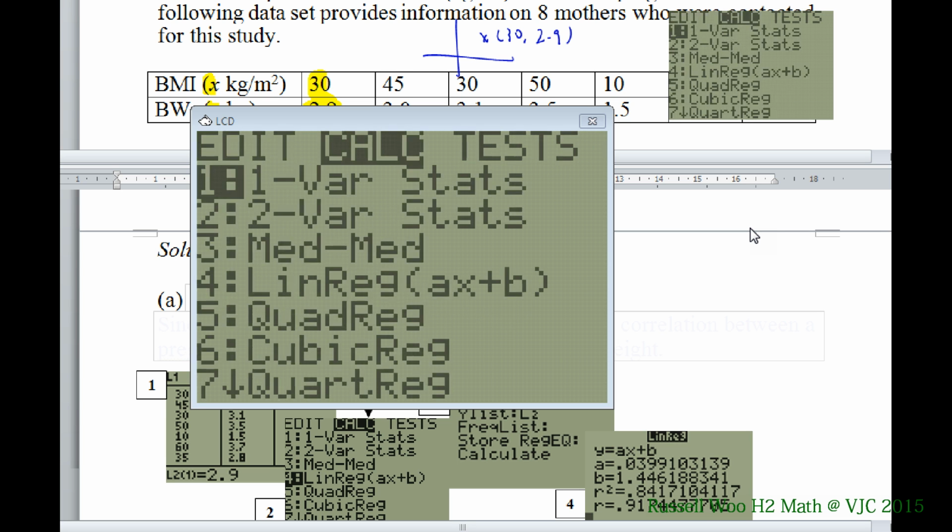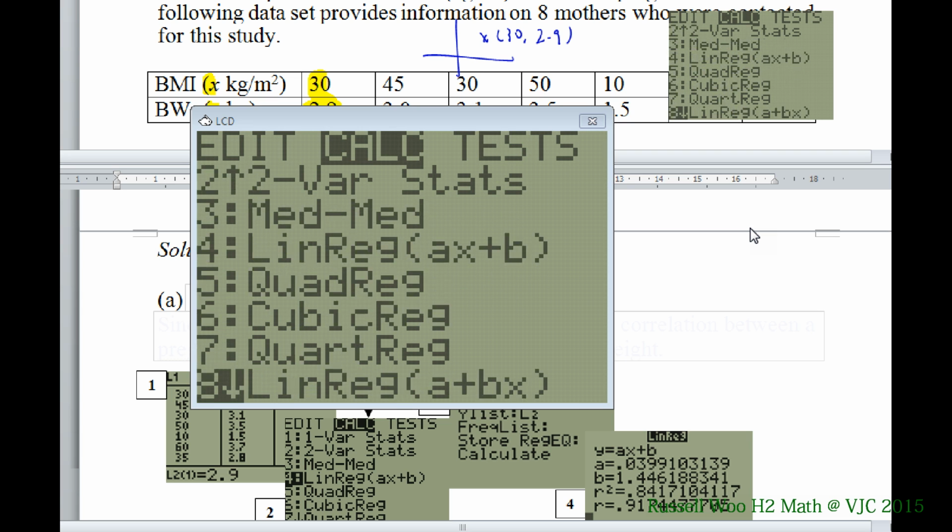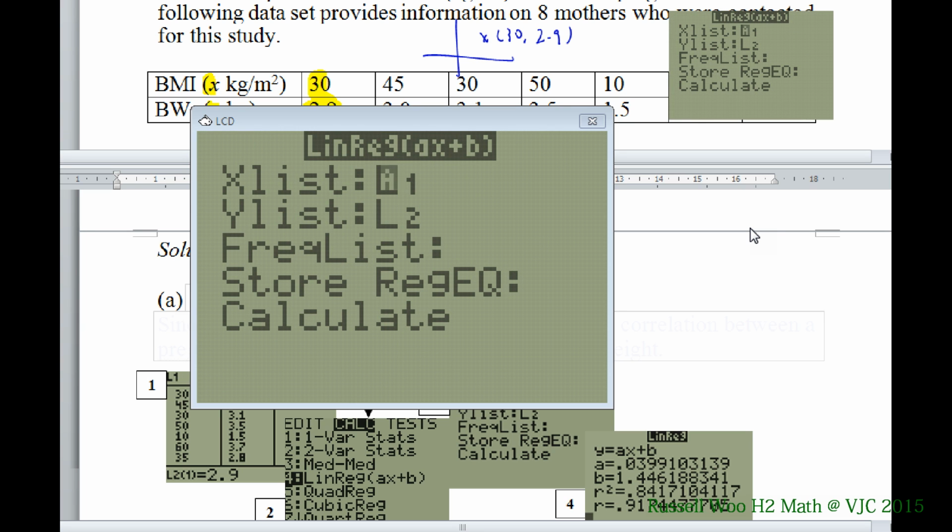If you notice, when you go to calculate, there is this linear regression AX plus B, or linear regression A plus BX. Actually, they are the same thing. Whichever one you choose doesn't really matter. Later I explain. For now we just choose 4. Your X list is L1, Y list is L2. Then you calculate.